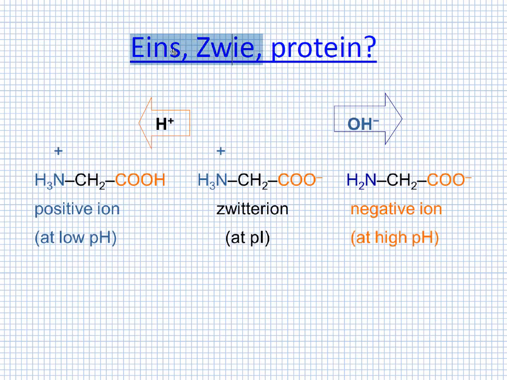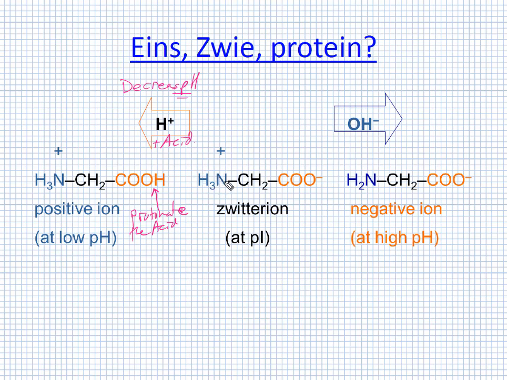If we decrease the pH, how can you decrease the pH? You can add acid. You're adding hydrogen ions. What happens? The hydrogen ion is positively charged. It's going to bond to, or protonate, this acid group. Now, what about the base part, the ammonium ion?